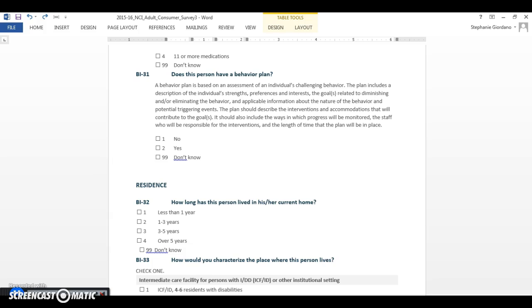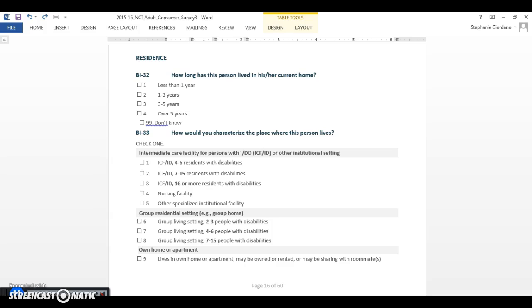BI 31 is asked to everyone. This is whether the person has a behavioral plan, and here it may be a plan that is in place at a school, at a day program, or other facet of the person's life. We then go on to ask some questions about the person's residence.